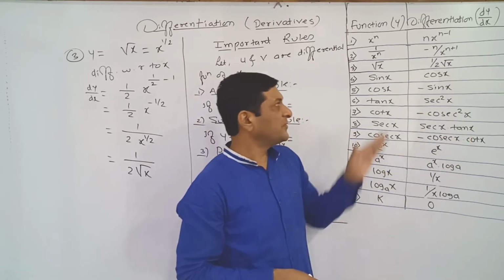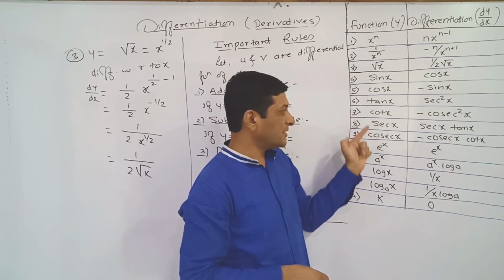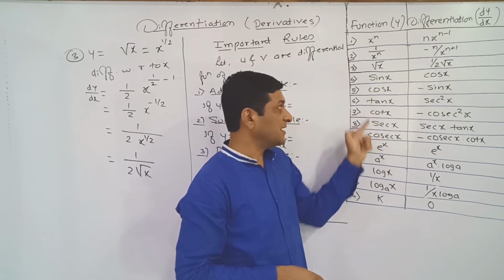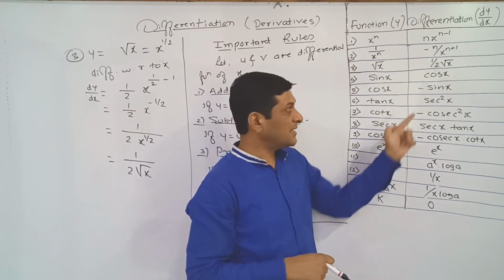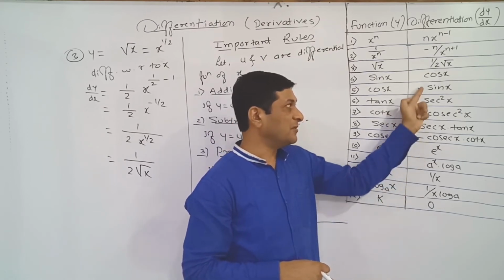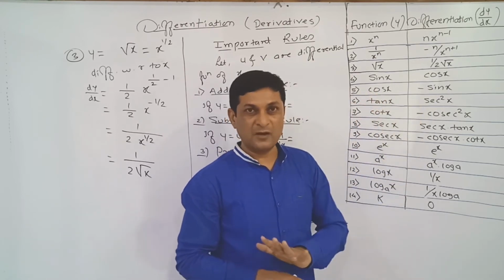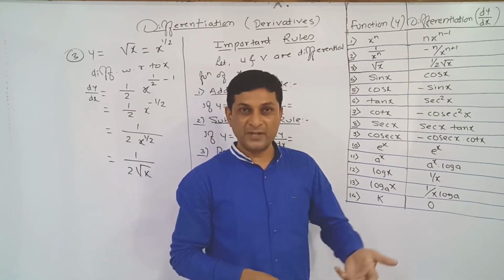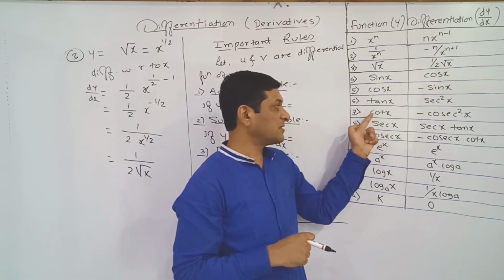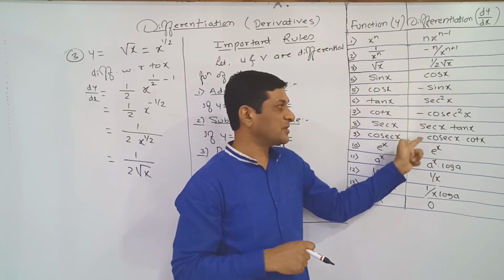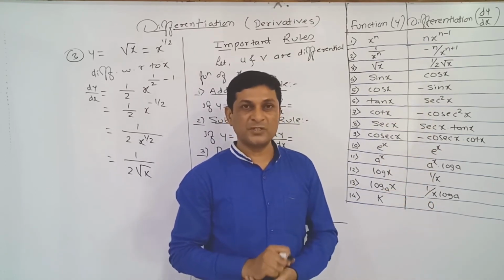For simplicity, if you observe, cos, cot or cosec start with what? C. First letter is what? C. If the trigonometric function starts with C, at that time what is our observation? Derivative is negative. This is just for simplicity, to remember these formulas: if the first letter of the trigonometric function is C, our observation is that the derivative is negative. Now you have to prepare these formulas, because applying these formulas we have to find the differentiation.